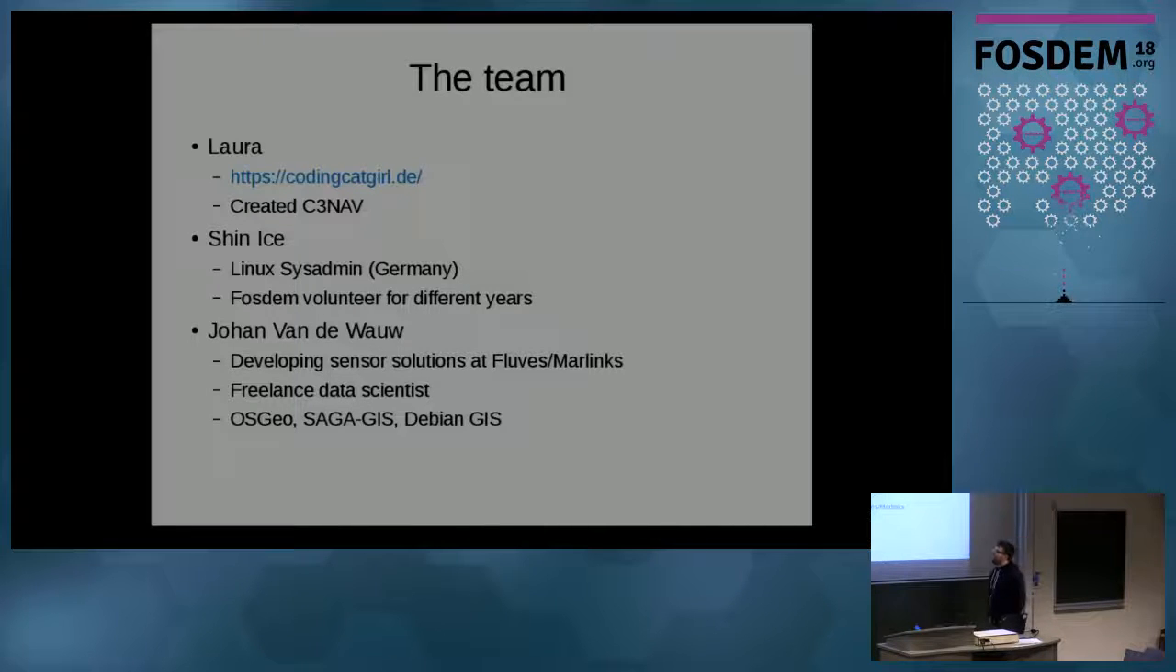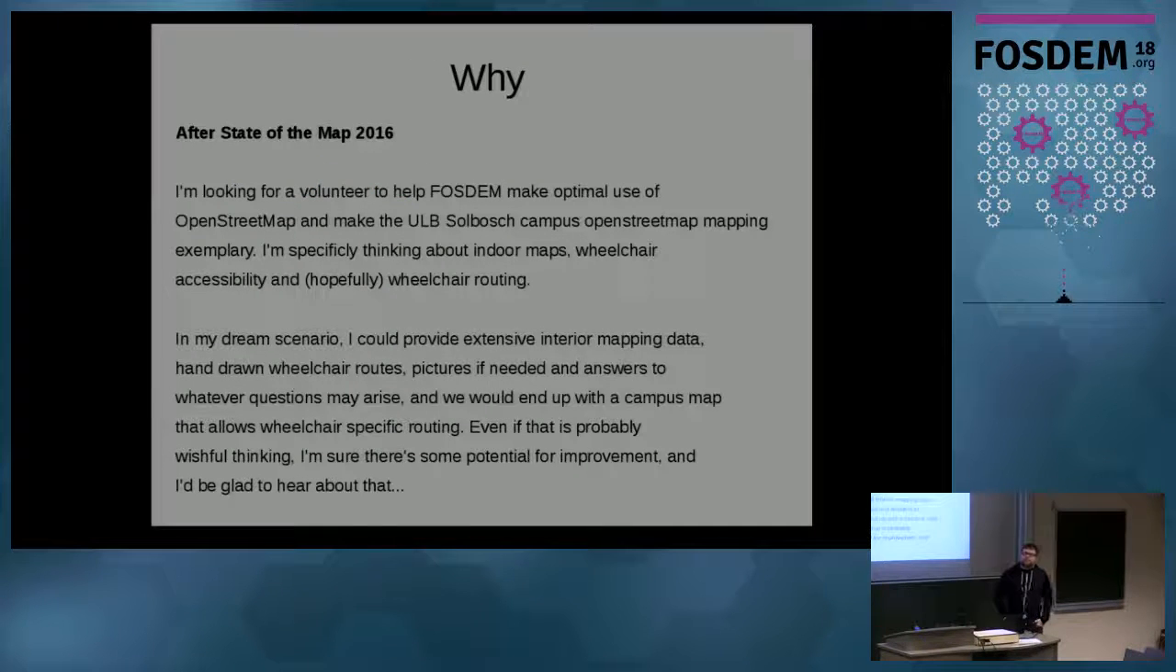And then there's myself. I do a lot of things. I'm involved in OSGeo, in Saga.js, in Debian.js. What actually happened is that we had State of the Map here in Belgium, and we were there with a few people from the FOSDEM video team to test some configurations, because it's easier to test configurations if you have only 2 tracks than if you have 30 tracks.